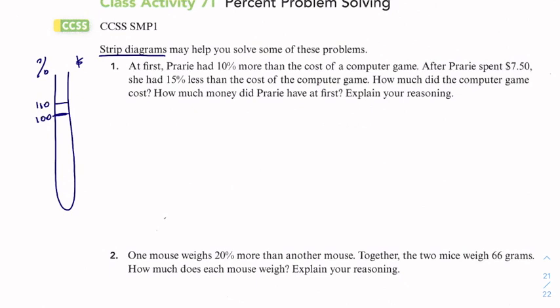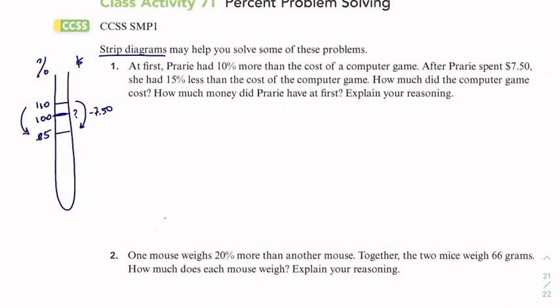After Prairie spent $7.50, she had 15% less. So from here to here, she spent $7.50, and now she has 15% left, so she's at 85%. We need to figure out how much the computer game cost. We know that whatever she had, when she spent $7.50, she now has less than the computer game. And we know that that's $7.50.